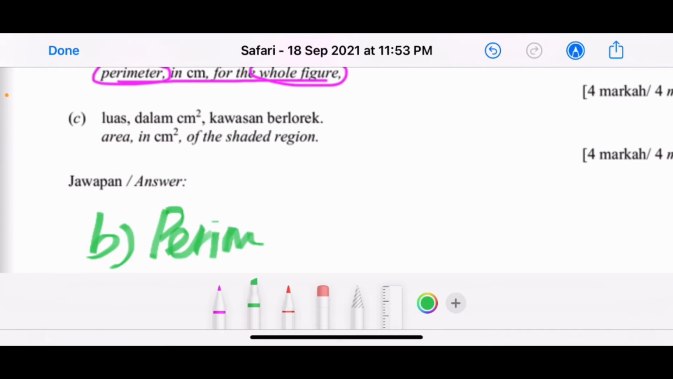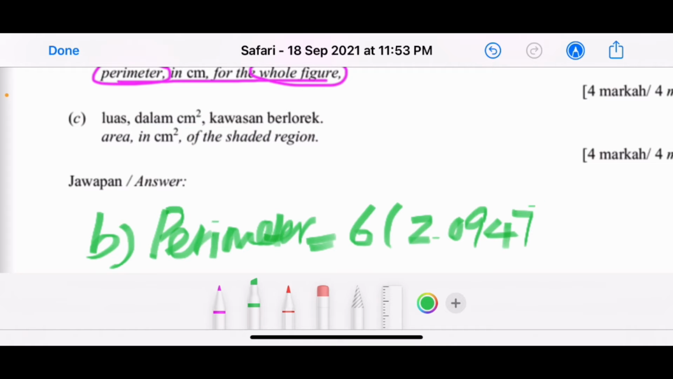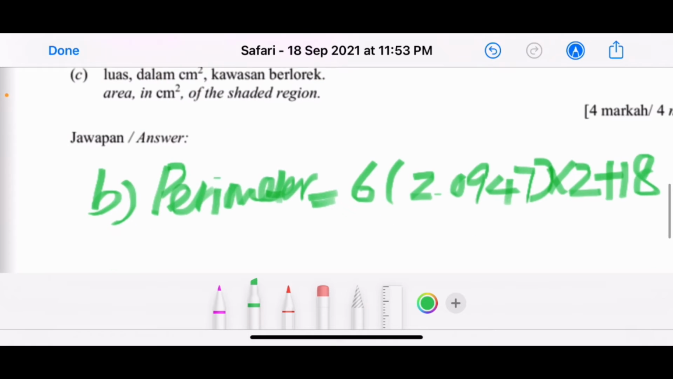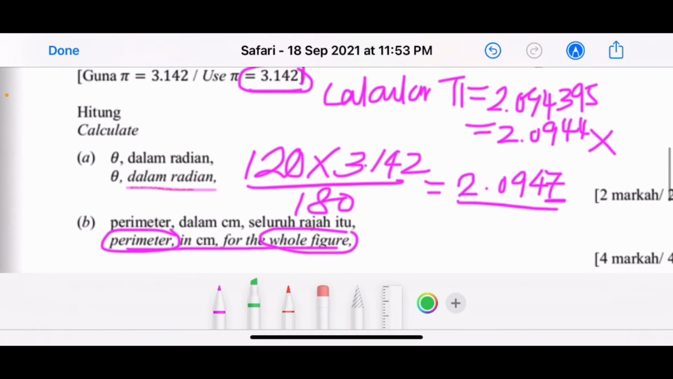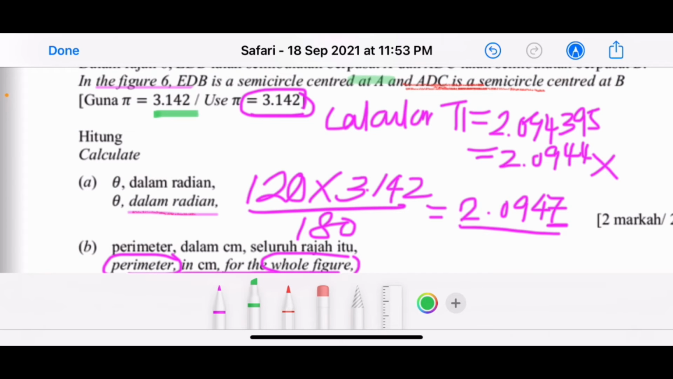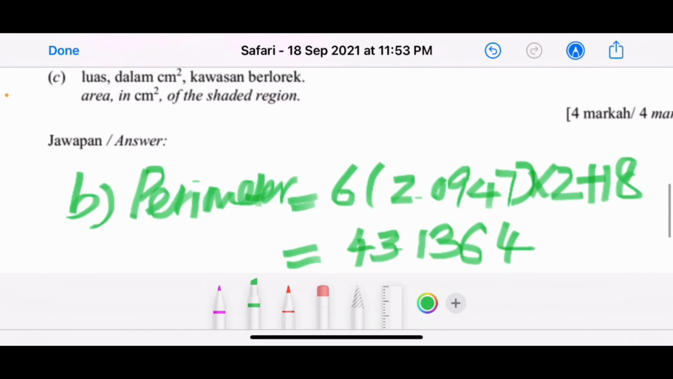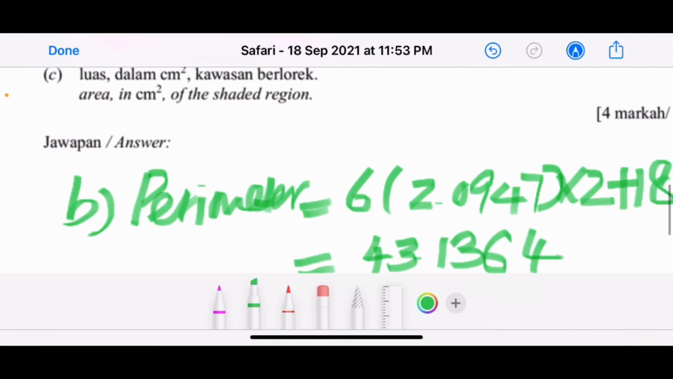Perimeter is 6 times 2.0947 times 2 plus 18. So the answer will be slightly different from the answer given, because the answer given is not following instruction. I'm not sure why they are not following instruction, because the question says use pi equal to 3.142, right? Okay, so just stick to the instruction, right?